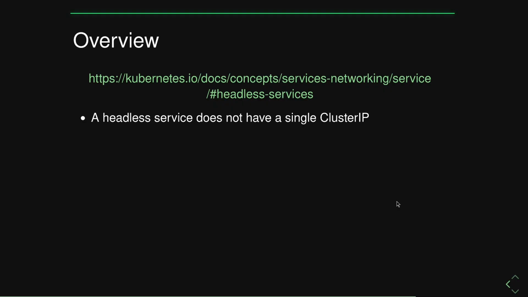So the official documentation explains a few things. First, it tells us that headless services do not have cluster IPs. Since the services don't have single cluster IP addresses that are handled by kube proxy, they actually return a list of records for the backing pods themselves.